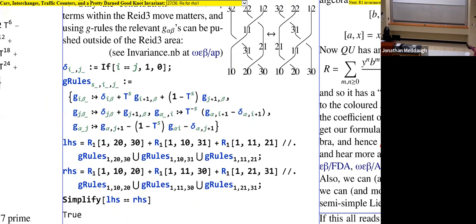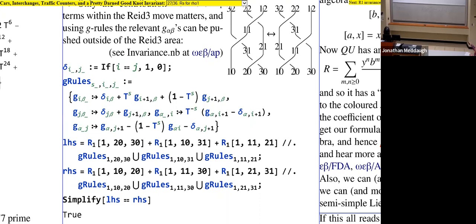The left-hand side is the first Reidemeister term, the first R1, so R1 of 20, 30, plus R1 of 10 and 31, and so on. So this is the sum of the three R1s, and I apply the G rules to it. The terms that appear here are quadratics in the entries of G, where alpha and beta are near the crossing, but the rules allow me to push alpha and beta outside of the part that changes.